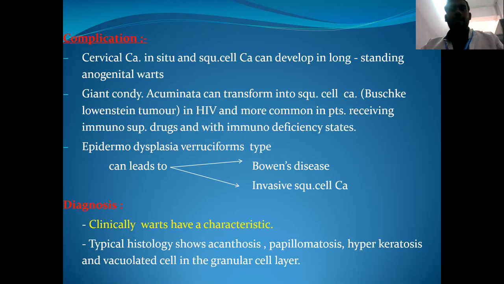Epidermodysplasia verruciformis can lead to Bowen's disease, which is in situ squamous cell carcinoma, or it can also cause invasive squamous cell carcinoma. For diagnosis, we mainly diagnose warts by clinical examination. They have a characteristic appearance, and if we get a histology or biopsy done, we will see acanthosis, papillomatosis, hyperkeratosis, and vacuolated cells in the granular layer.